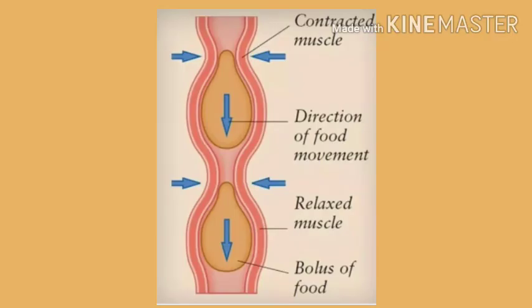Next, we are going to study the movement of food through the esophagus. The food we swallowed from the pharynx reaches the stomach through the esophagus. There is a special kind of movement in the esophagus. This movement is called peristalsis. Food reaches the stomach by the wave-like movement of the walls of the esophagus. So this movement is called peristalsis.